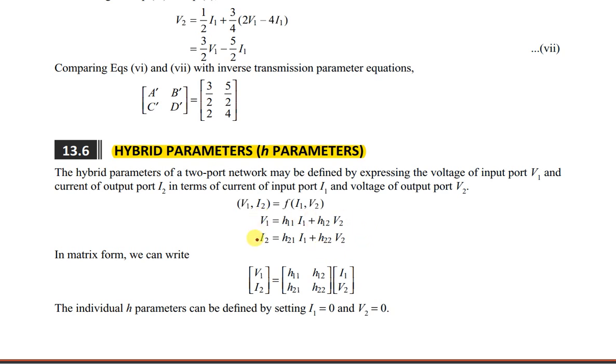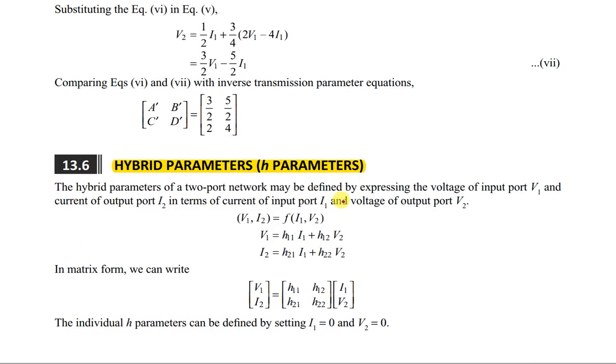So how to find these? You can find the H11 parameter. In order to find H11, the V2 part should not be there. So H11 is equal to V1 by I1. To make V2 equal to 0, you have to short circuit the output terminal. When V2 is equal to 0, H11 is equal to V1 by I1. It is a ratio of voltage by current, so it is an impedance. H11 is the input side impedance, because it is input side voltage by input side current.